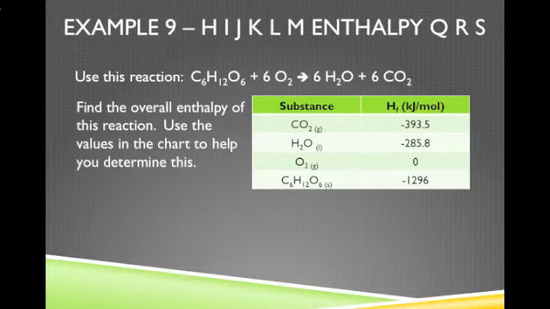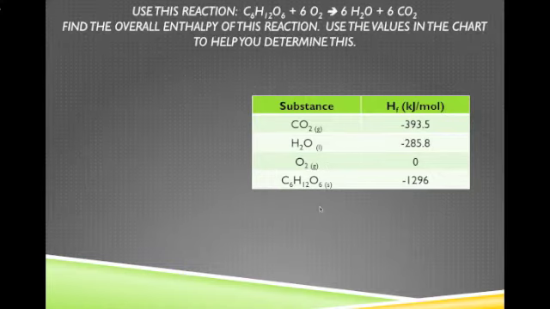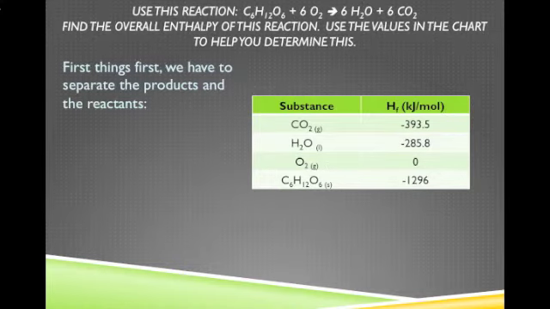Let's jump right into an example. I'm going to give you this reaction right here. The more astute of you will recognize this to be photosynthesis. C6H12O6 plus oxygen yields water and carbon dioxide. So what I want you to do is find the overall enthalpy of this reaction. We're going to use the values in this chart. So the very first thing I want us to start with is we need to know which ones of these are products and which ones are reactants.